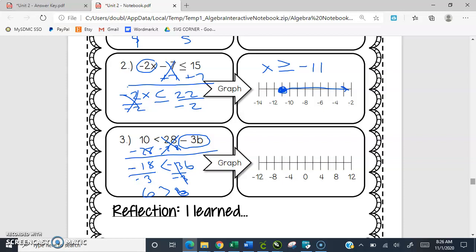So we have b is less than. I told you we could write it like this, if you like keeping your variables on the left side. So b is less than 6. So we go to that 6 marker. And it doesn't have a line underneath it to tell you that it's equal to. So that means it's an open circle. And it goes to the left.